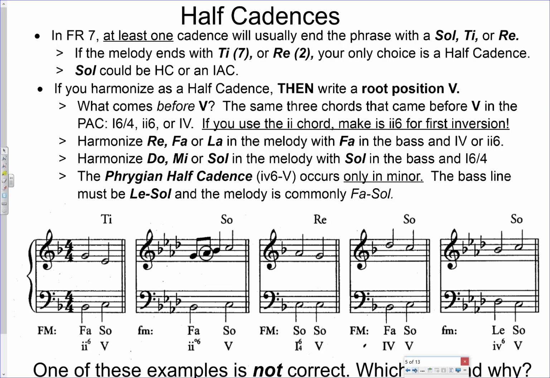What comes before 5? Well, the same 3 chords that came before 5 in the perfect authentic cadence examples we did previously. Either a 1-6-4 or that 2 chord in first inversion, the 2-6, or the 4 chord. If you use the 2 chord, make it a 2-6 for first inversion.